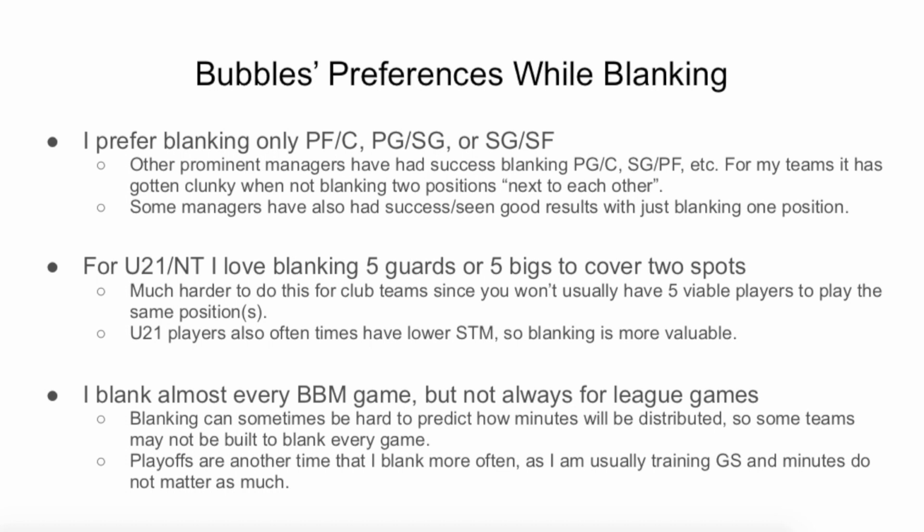Do note that this is much harder to do for club teams since you won't usually have 5 viable players to play the same positions. But for U21 and national team coaches, I think this is a tip that I am very, very in support of, where blanking 5 guards or 5 bigs I think works really well.